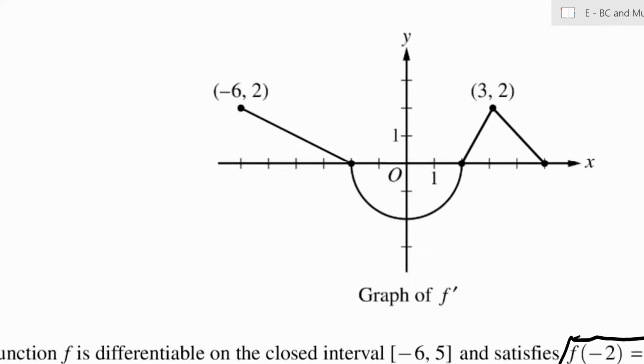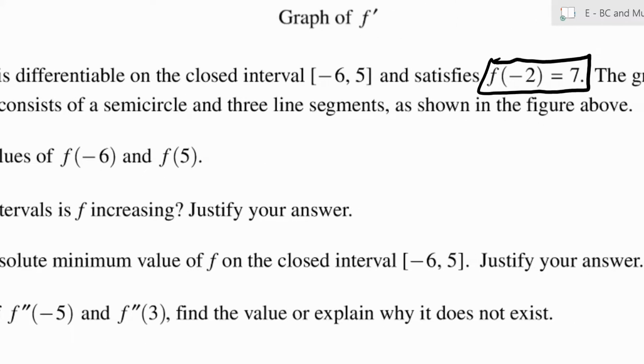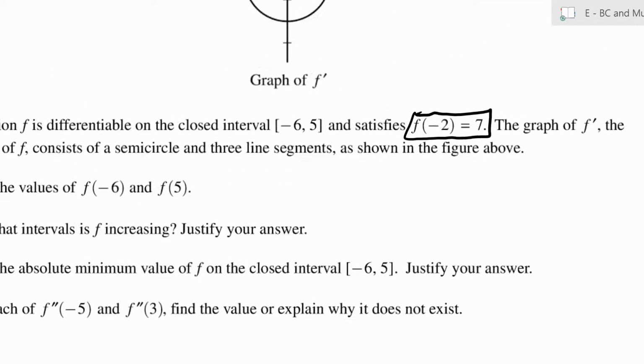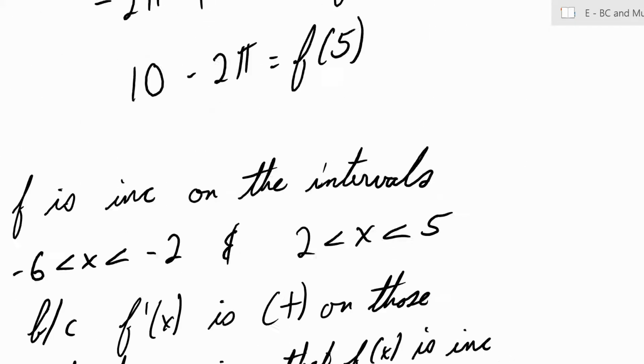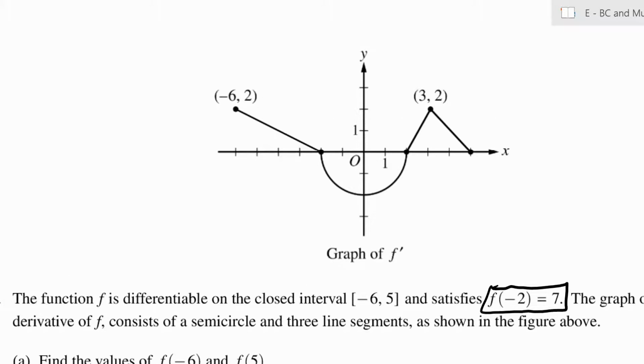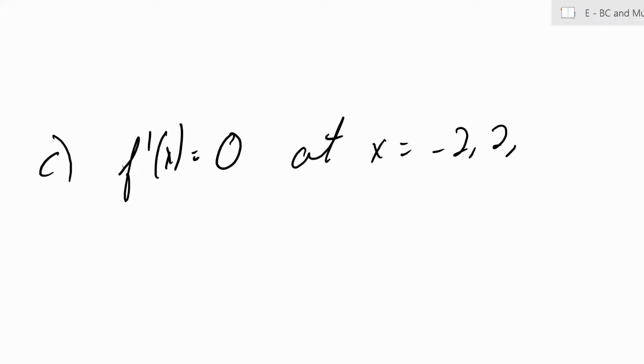For part C, they asked, let me scroll up here. Find the absolute minimum value of f on the closed interval -6, 5. Justify your answer. Well, we know that if we look at the graph, f prime of x is equal to 0 at the points -2, 2, and 5. So f prime of x is equal to 0 at x equals -2, 2, and 5.